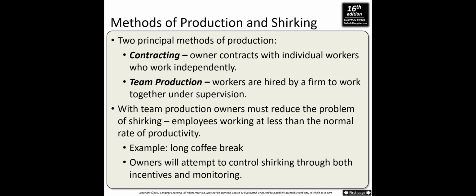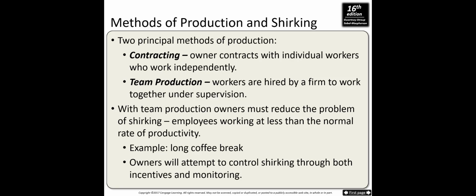There are different types of production. Two principal methods of production are contracting and team production. Contracting means owners contract with individual workers who work independently. So let's say you want to fix something at your home, or you want to renovate the bathroom, then you contract with people. So you contract with the people or the firms. That's called contracting.